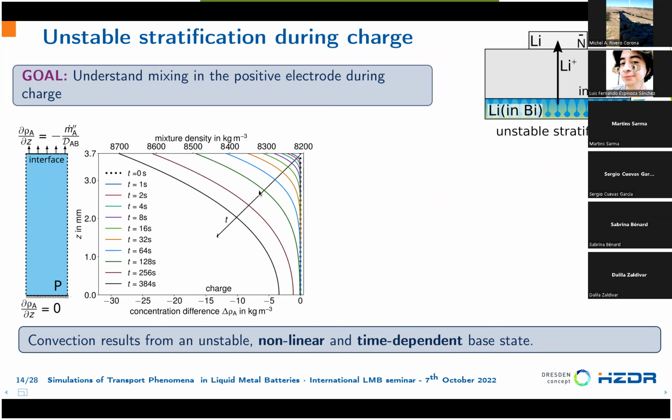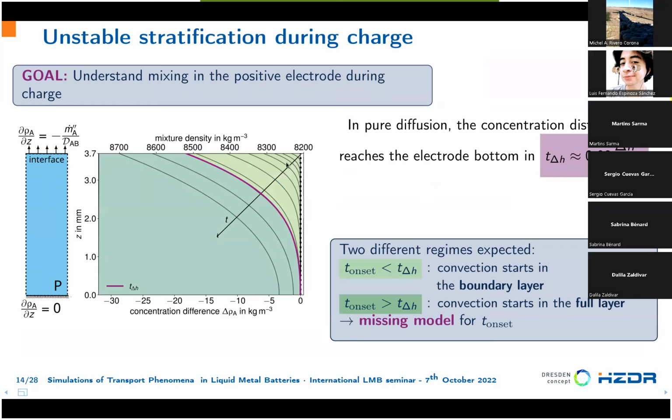And already from looking at this plot, we can see that there are two regimes expected. One at lower times for a very thick layer, where we expect that convection starts when the concentration disturbance has still not reached the bottom, and one for a very thin layer, in which we expect that convection starts when the full layer is involved, as a nonlinear profile.